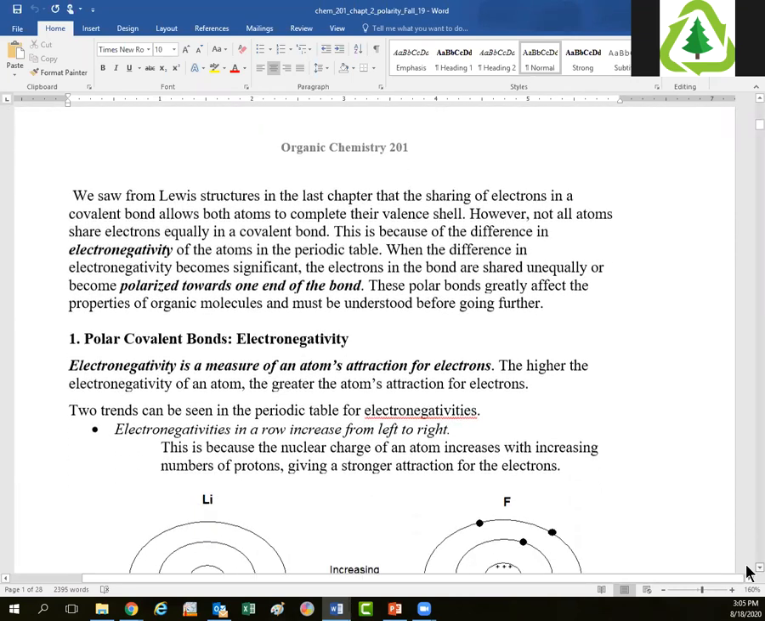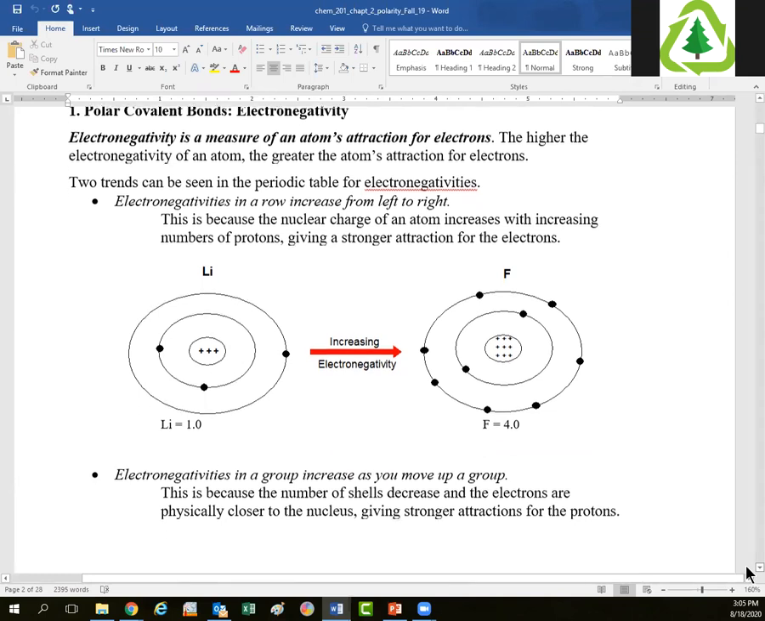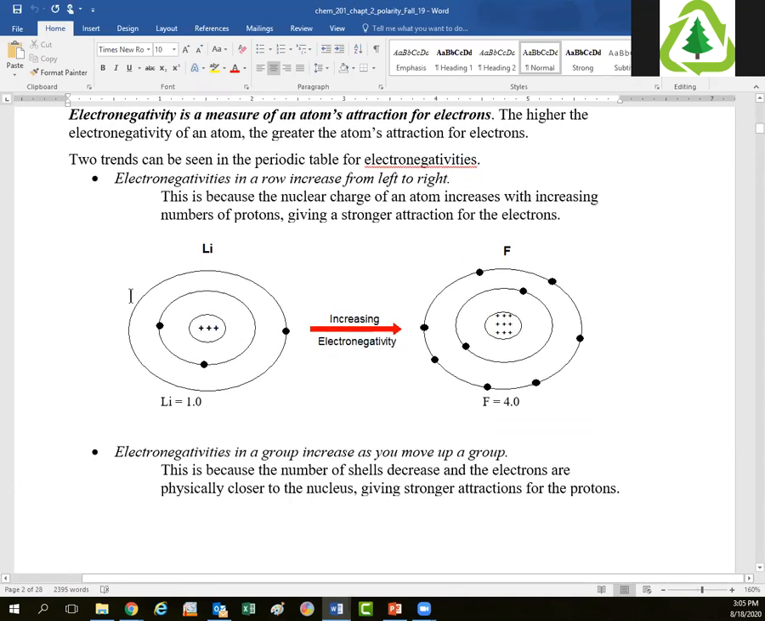So when we talk about the polarity of a chemical bond, which can lead to dipole moments, the polarity comes from a significant difference in electronegativity. Because we know from 151 that electronegativities increase as we move from left to right across the periodic table, and that increase in electronegativity, the element's measured ability to attract electrons, happens because there's an increasing number of protons in the atom. More protons, it more strongly attracts electrons to it.